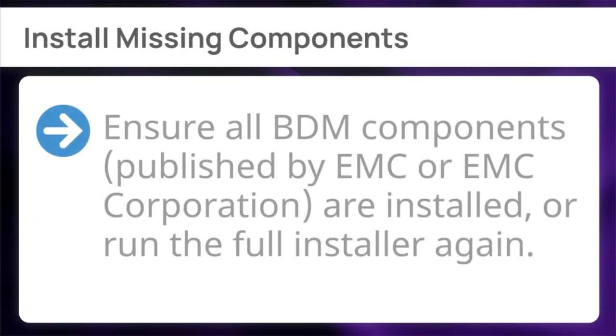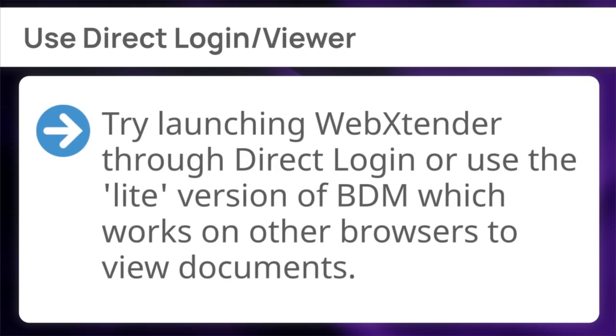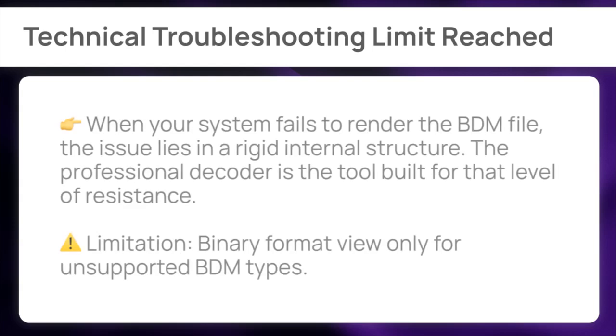Next, install missing components. Ensure all BDM components published by EMC or EMC Corporation are installed, or run the full installer again. Finally, use Direct Login John Viewer. Try launching WebExtender through Direct Login or use the light version of BDM, which works on other browsers to view documents.